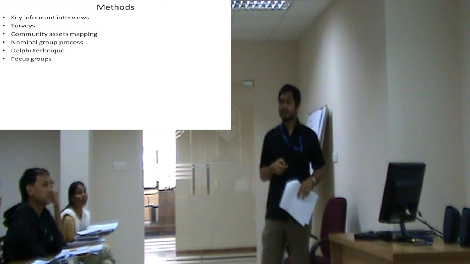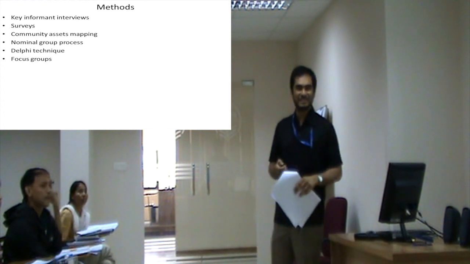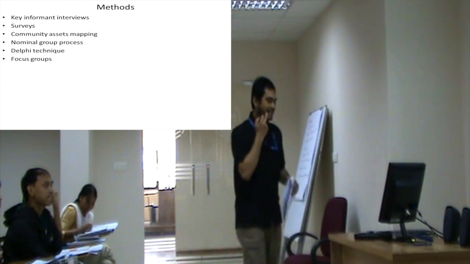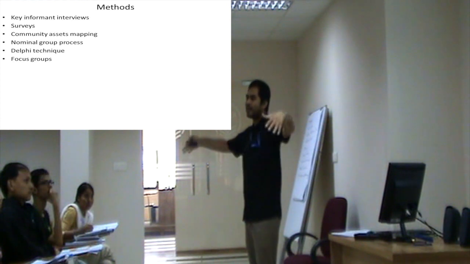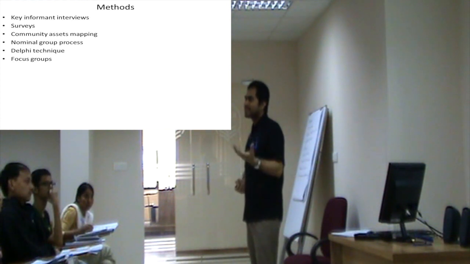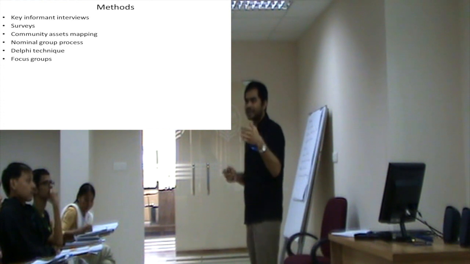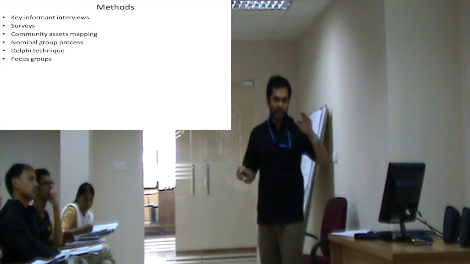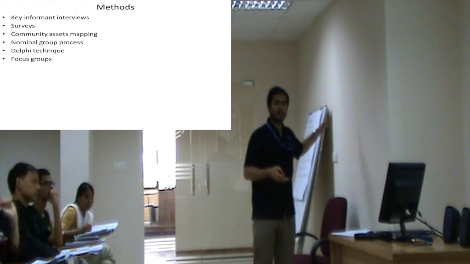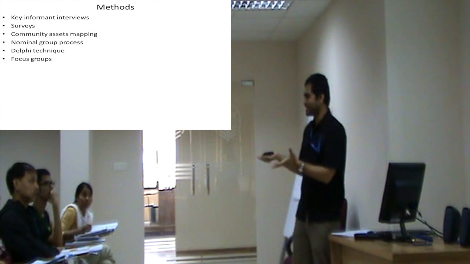Asset mapping, nominal group process. Do you know what the nominal group process is? It's not very necessary for your course, but the nominal group process can involve more participation from your respondents. Suppose you have a group of respondents, a group of rickshaw pullers. You ask them to tell what their problems are. Everybody writes one, two, or three problems. They don't discuss, they just write, or they ask someone to write for them. You collect all of those responses and merge all the common things. You put it on a board, and then you ask them to rank which one is more important. This is called the nominal group process.